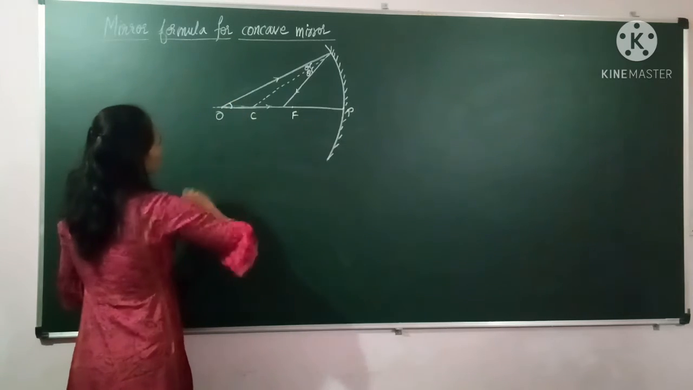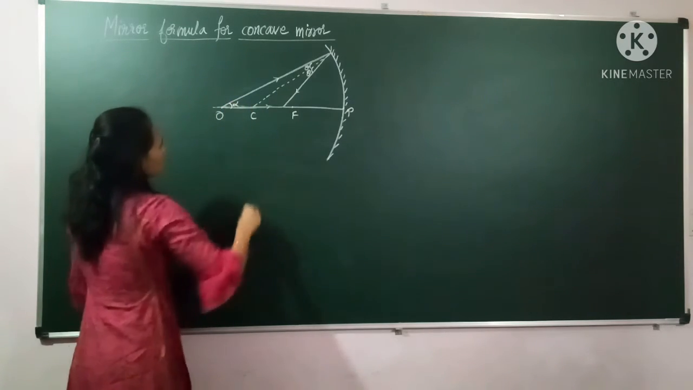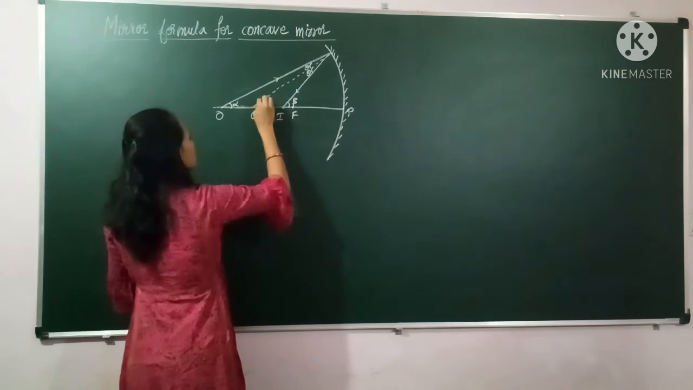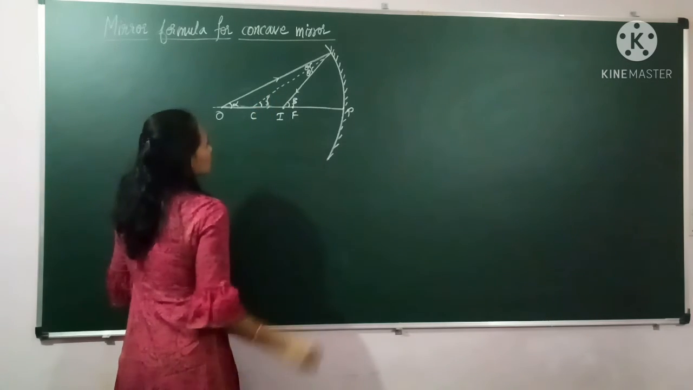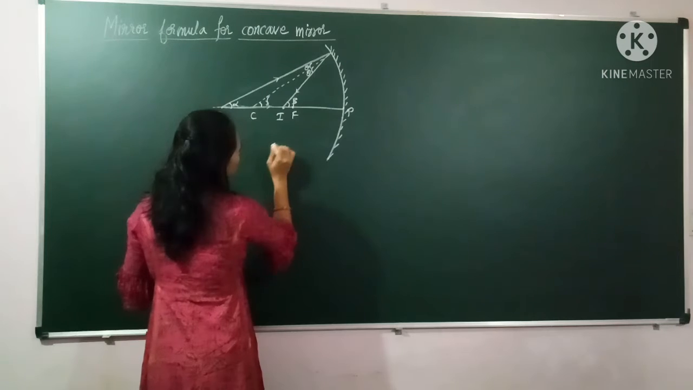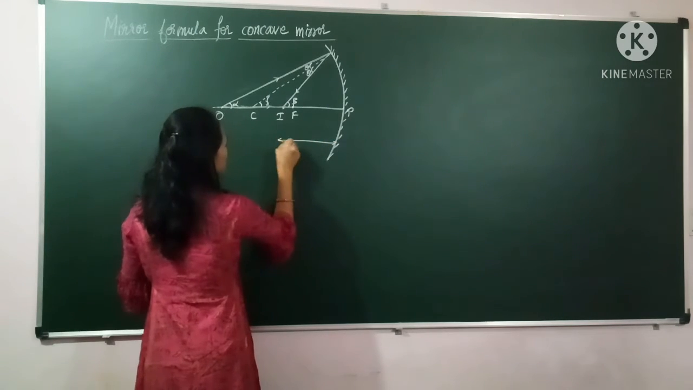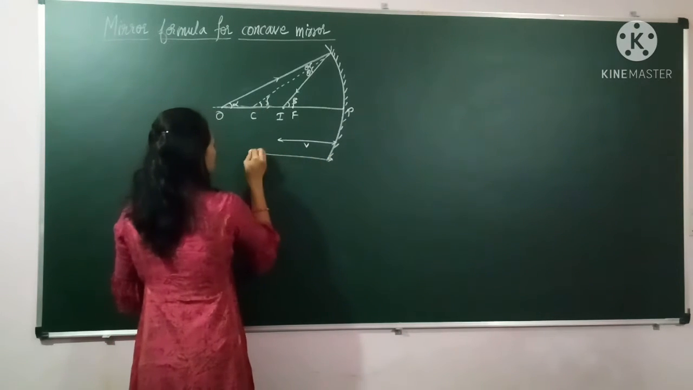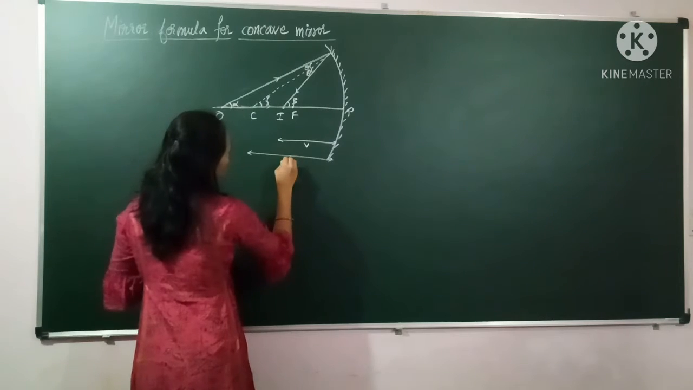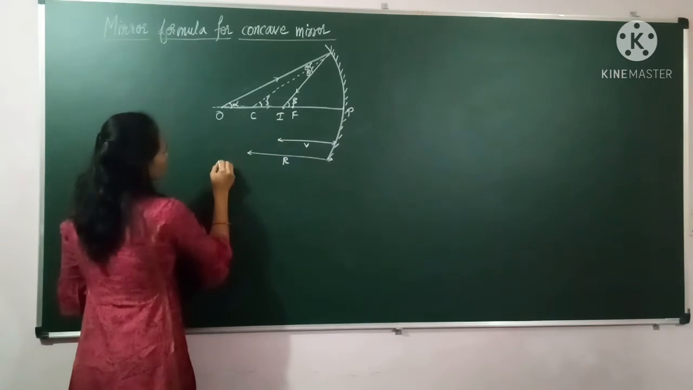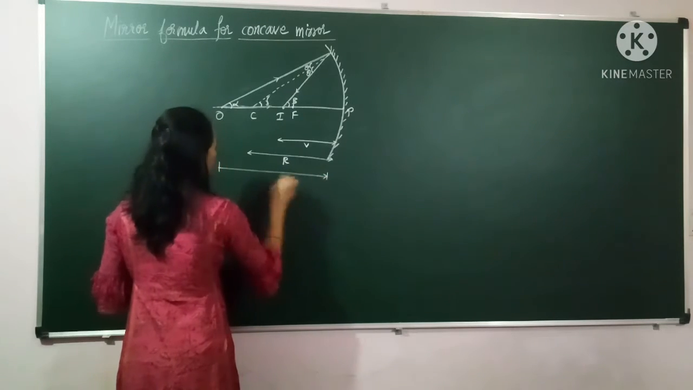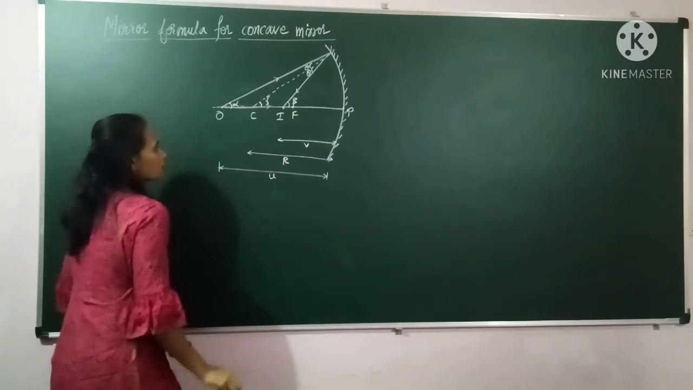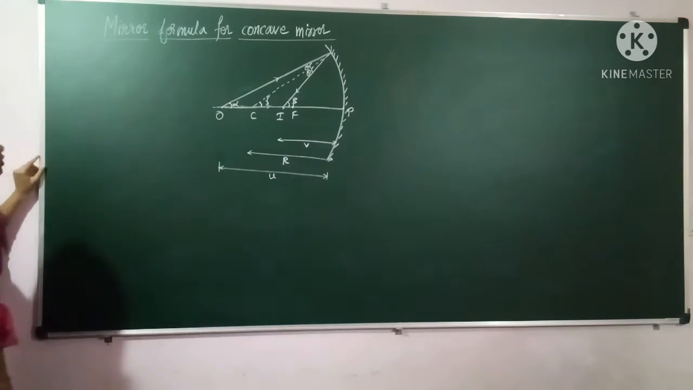The angle made by the object is taken as alpha, and here is our image. This angle we will call beta, and this angle we will call gamma. Next, the distance from the image to the pole, we will take as v, and the distance from the center of curvature to the pole, we will take as the radius of curvature, that is r. And the distance from the object to the pole, we will take as u, the object distance, v the image distance, and r the radius of curvature. So this is the diagram for the concave mirror.